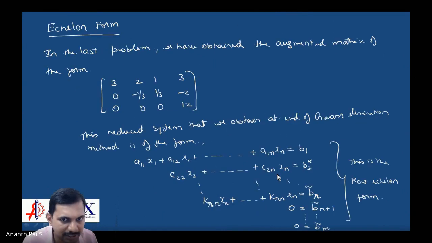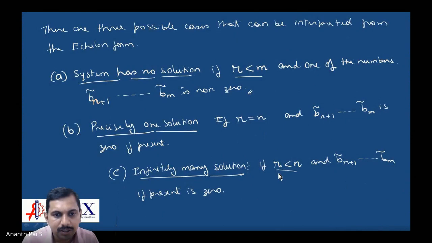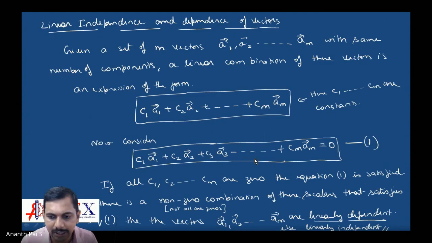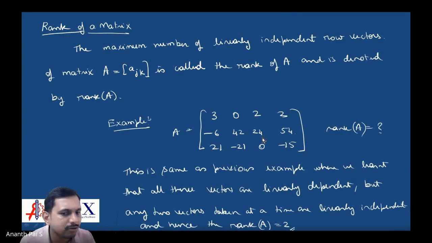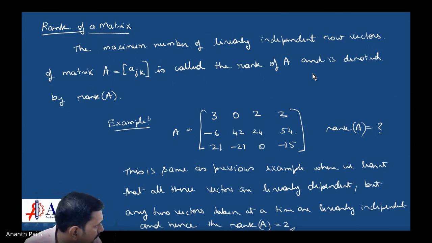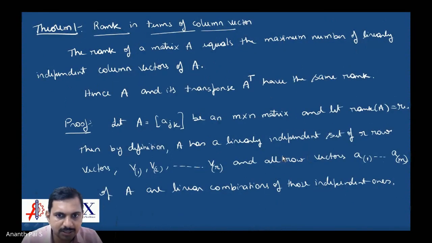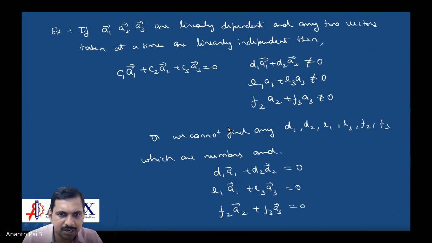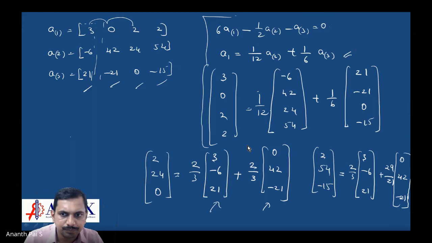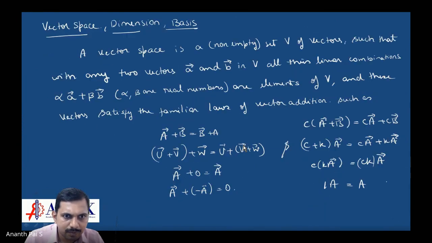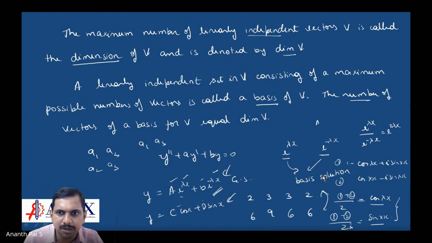Let us look at it in terms of ranks. Linear independence, dependence, and all those things are there, so let us not worry about that much. The rank of a matrix is the maximum number of linearly independent rows of the matrix. So that R actually comes out to be the rank. There are a number of things here, but we'll not worry about that. Basis we have seen, we will skip this.